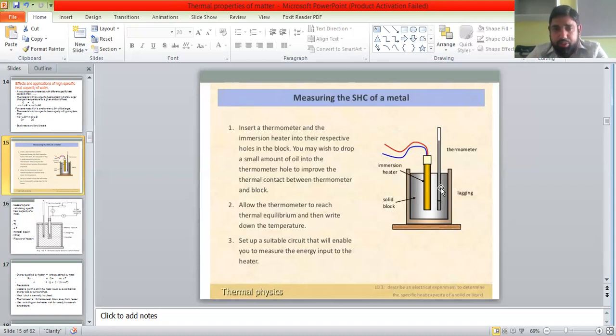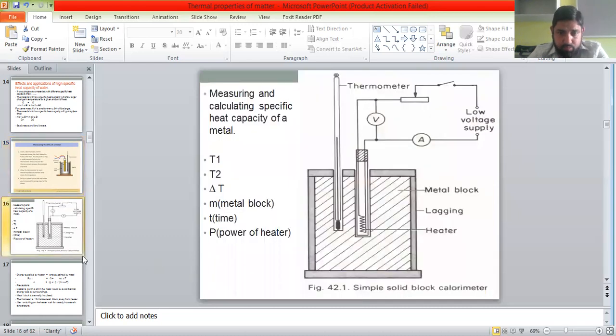So that will give you the temperature change, that will provide you with time, and you are available with the power rating of the heater. And after that you can take the mass of this metal block also. So you will collect all the data. I'll share the data which you can measure: T1 and T2, the initial temperature before switching on the heater, and the final temperature after the heater was switched off.